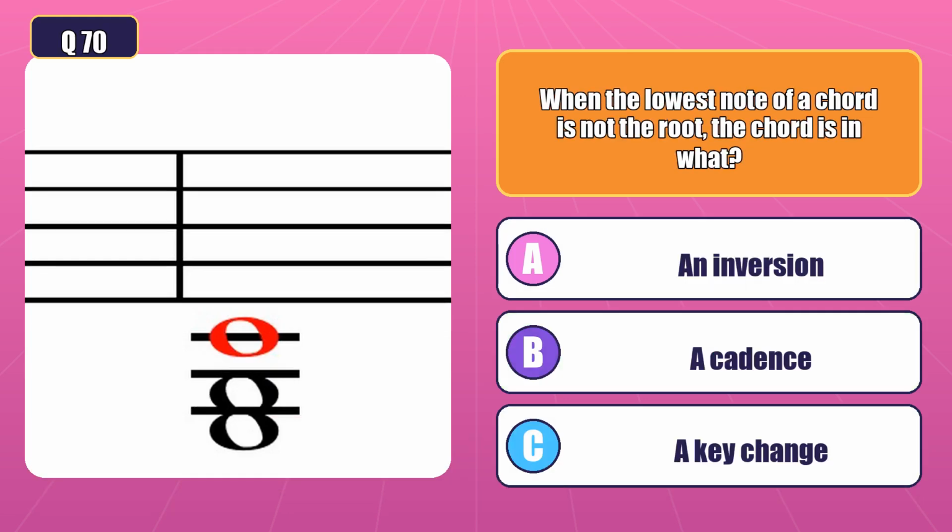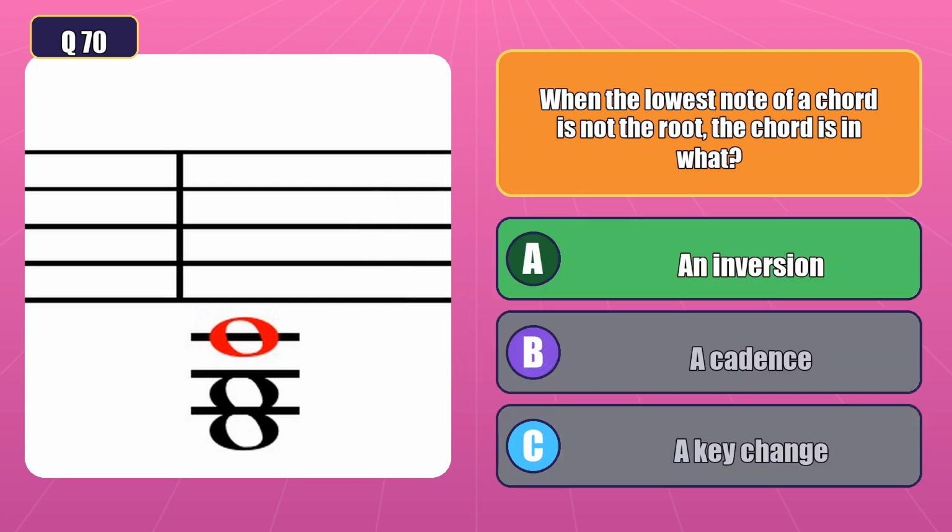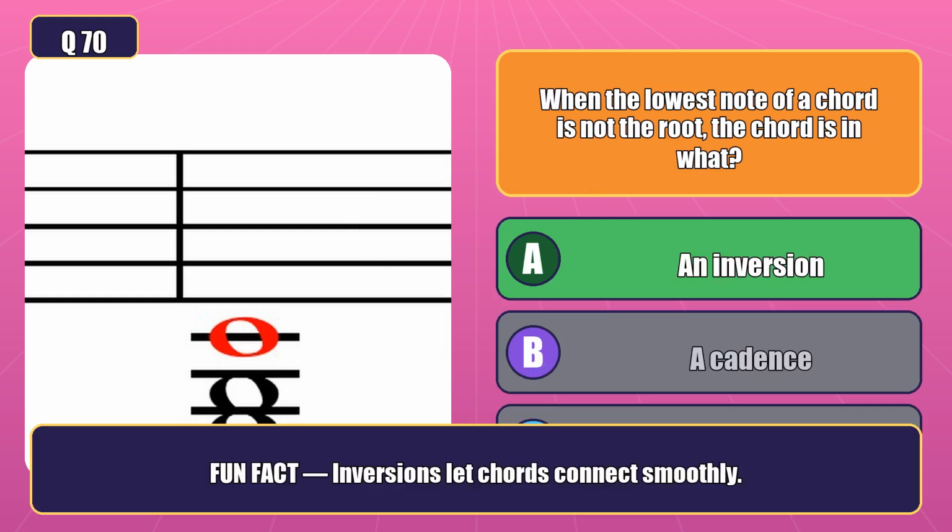Question number 70. When the lowest note of a chord is not the root, the chord is in what? The answer is an inversion. Fun fact, inversions let chords connect smoothly.